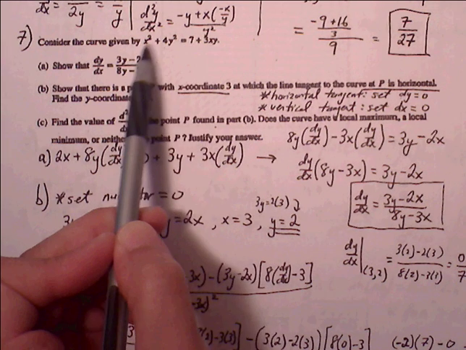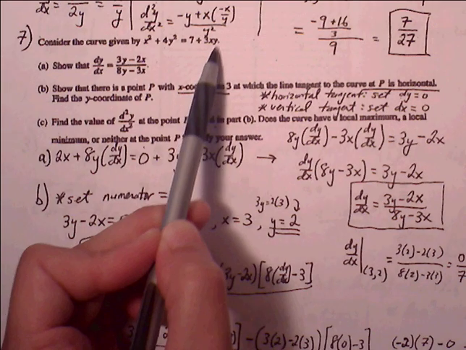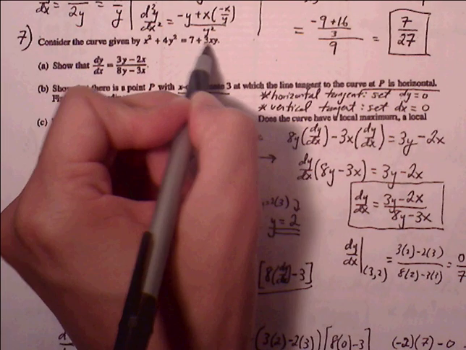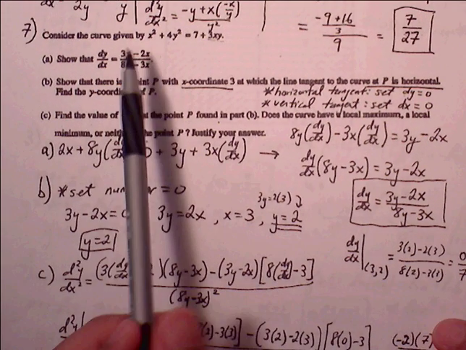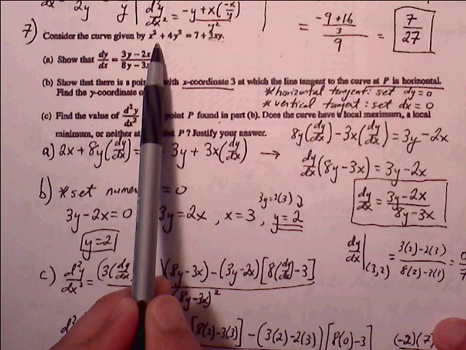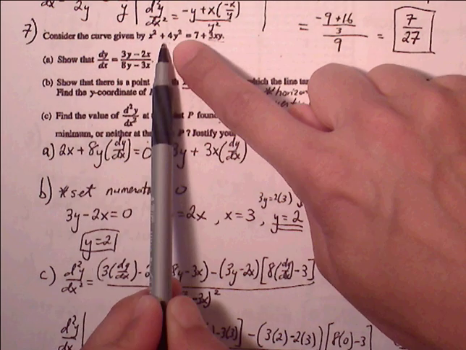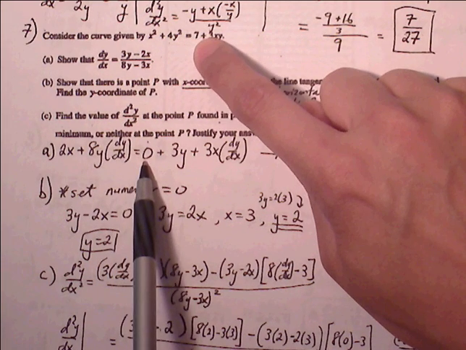Not only implicit, but notice you have 3x and y here. We also have to go through a product rule. So we can treat 3x like the first term and y as the second term. Let's step through these steps here. x squared becomes 2x. 4y squared becomes 8y dy/dx. Equals, 7 is a constant, goes to 0.